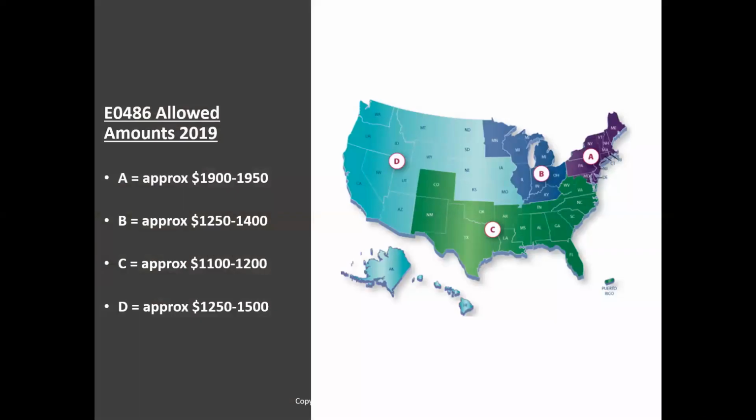Now, if you were to accept assignment, these are the allowed amounts in 2019. So jurisdiction A has around 19 to 1950, B's anywhere from 1250 to 1400, C's 1100 to 1200, and D is 1250 up to 1500, depending on which state it is. So again, a lot of our practices we work with sign up as a non-participating DME supplier, and keep in mind that way you can tell the patient this is what Medicare is going to send you, but you're going to pay us as fee for service.